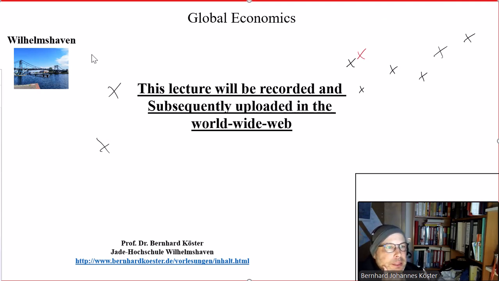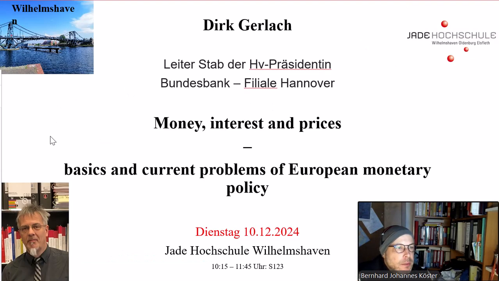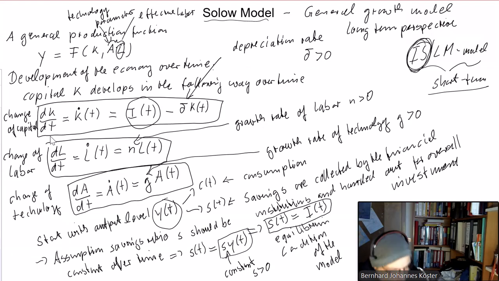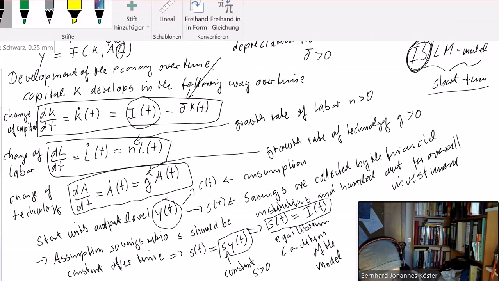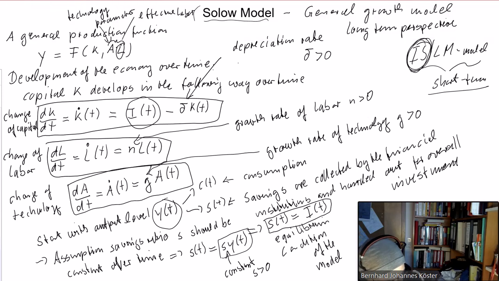In global economics, we started to deal with the so-called Solow model. This is the main long-term model in order to describe economic growth. And the building blocks of this model are quite simple.